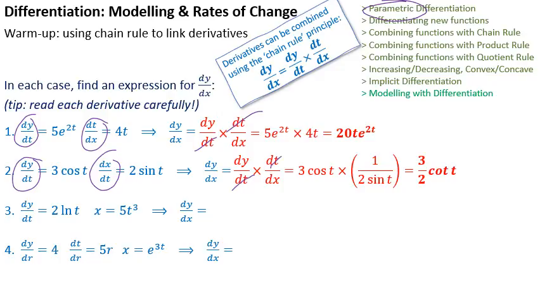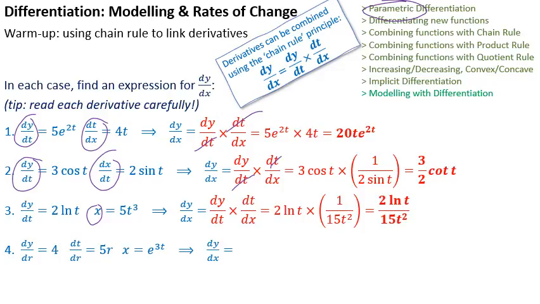For the next one, there's a little more work to do. I've still given you dy by dt at the beginning, but you've just got x on its own here. And in order to find dy by dx, you're going to need to combine dy by dt with dt by dx. In order to do that, you're going to need to find dt by dx. In order to do that, you're going to need to find dx by dt.